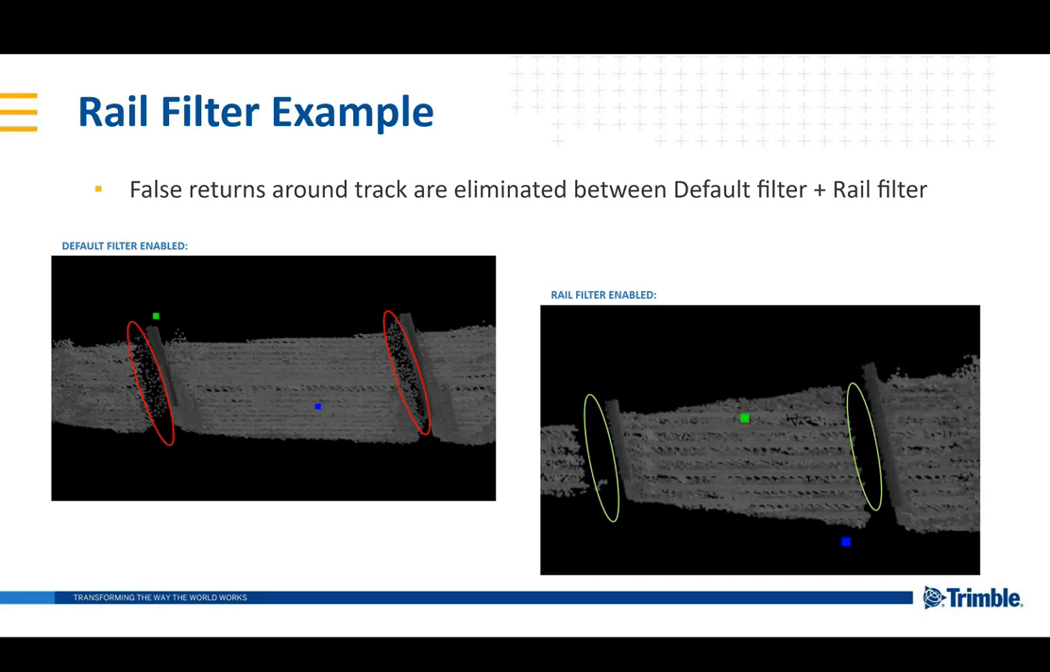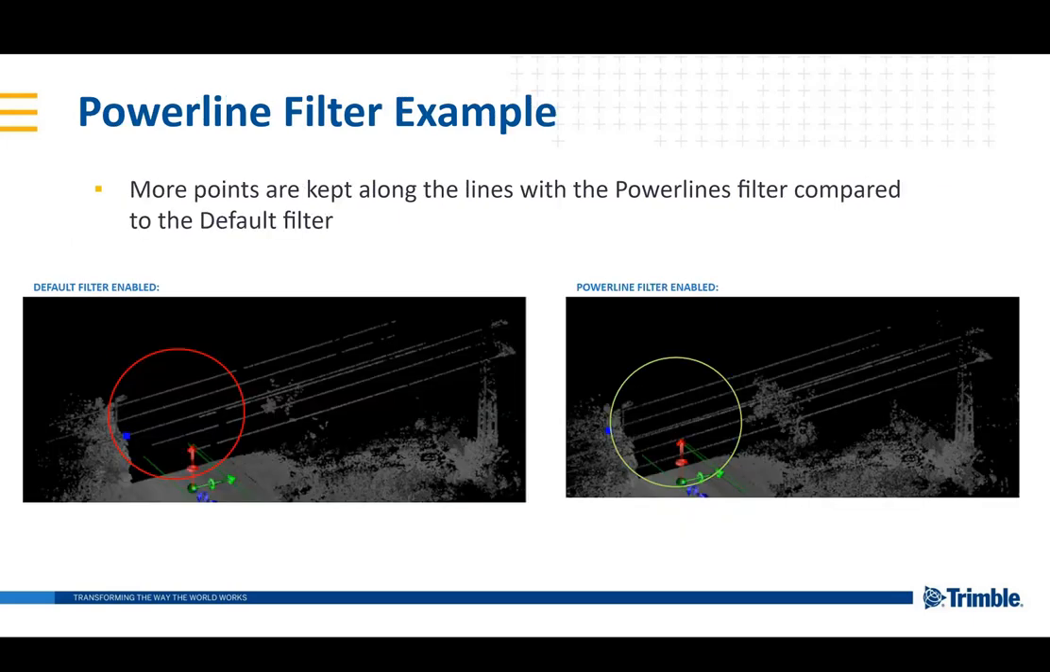With the rail filter example, this really highlights the importance of picking the right filter for your point cloud and your project. The default filter is enabled on the left and the rail filter is enabled on the right. Notice how the false returns around the track are eliminated on the right. For a powerline filter example with the default filter enabled, okay, there's some gaps there. Notice how on the right with the powerline filter enabled, more points are kept along the overhead power lines as compared to the default filter.